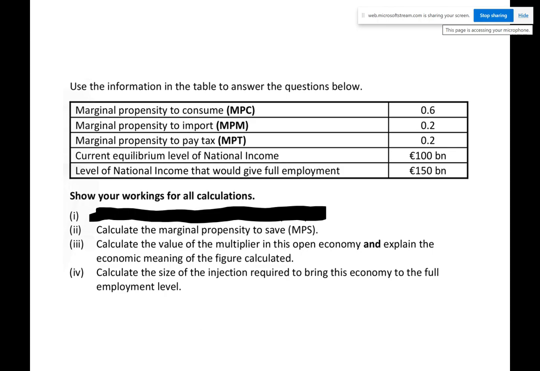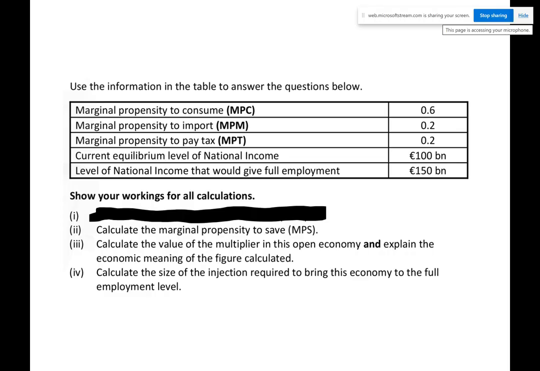So here we have marginal propensity to consume. They're giving us MPC, MPM and MPT. They're telling us the national income at the moment is 100 billion, and the level of national income that will give full employment is 150 billion. They've asked us to calculate MPS, which is easy enough, then calculate the multiplier using the formula, and then calculate the size of the injection required to bring this economy to the full employment level. If you can, it'd be great if you pause this video and try this yourself.